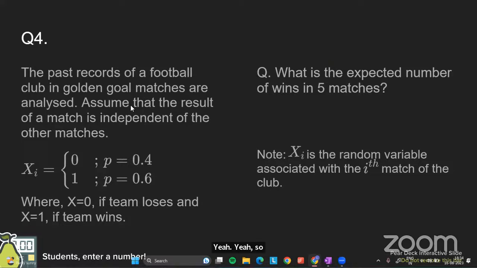This is the fourth question. The past records of a football club in golden goal matches are analyzed. Assume that the result of a match is independent of the other matches. So Xi is equal to 0 with probability 0.4 and 1 with probability 0.6. So X is 0 if the team loses and 1 if the team wins. What is the expected number of wins in 5 matches? You can take 2 minutes to solve this.